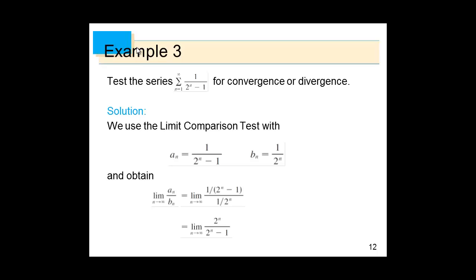What is the limit of this guy? You have 2 to the n divided by 2 to the n minus 1, and what's the limit of that? In the denominator, you can factor out 2 to the n and write 1 minus 1 over 2 to the n like this. And this is 2 to the n. Are we okay with that? 2 to the n, 2 to the n cancels out. What's the limit of this guy? 0. So what are you left with? 1. So the limit is 1.